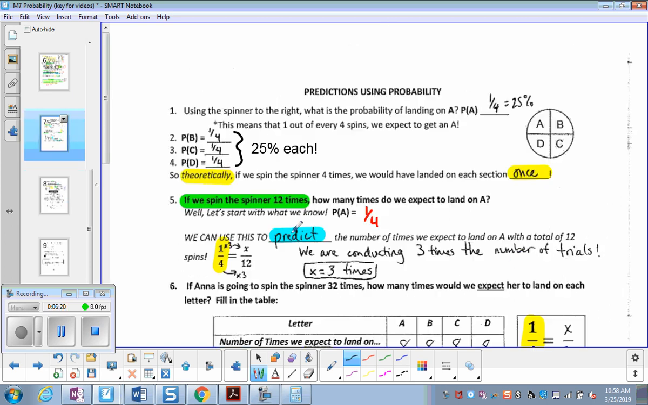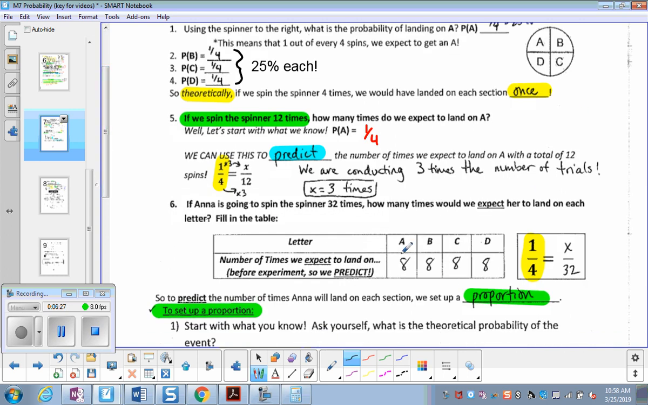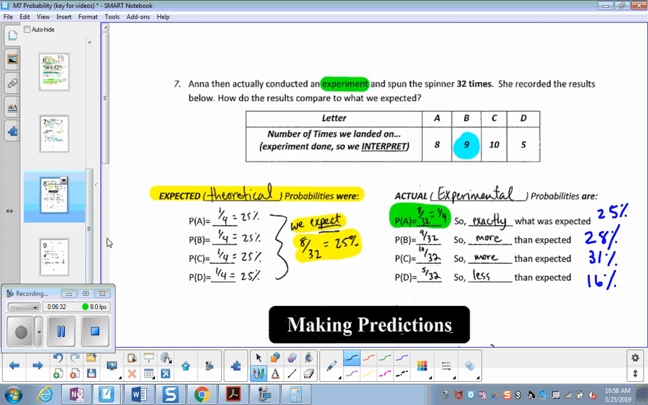Now, so far, in this scenario, I want to point out that we made predictions based on theoretical probability. We predicted that she would have landed on each one of these sections 8 of the times. Then she conducted an experiment, and we can see that she's actually landing on C more times than expected and D less times than expected. So if she was going to spin the spinner again, based on the data, we can now argue she's more likely to land on C than any other section. But going into it, before we had the data, we would have said that they all were equally as likely.